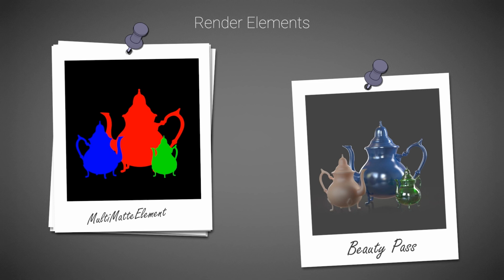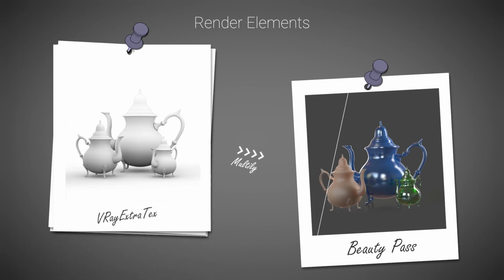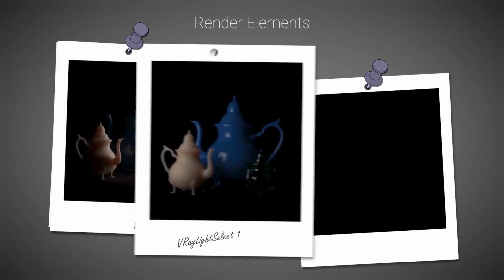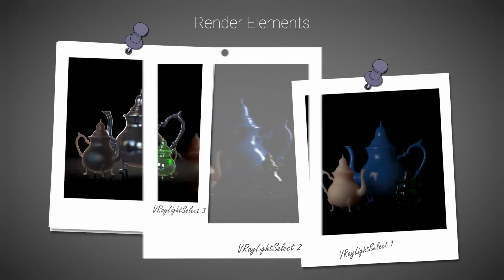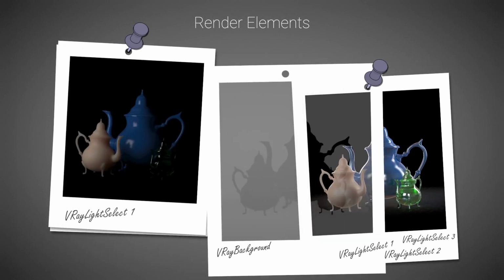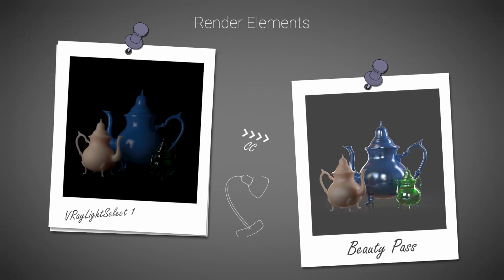We could also add some utility render elements such as multimatte, which allows for extracting masks. And extra text for adding a custom texture, for example, V-Ray Dirt. Another very useful render element is the light select, which extracts the light contribution of a pre-selected light source. This allows for adjustments of light's intensity and color in post without re-rendering the image.